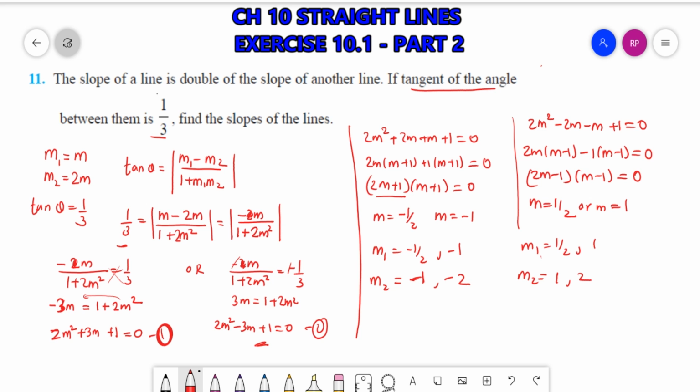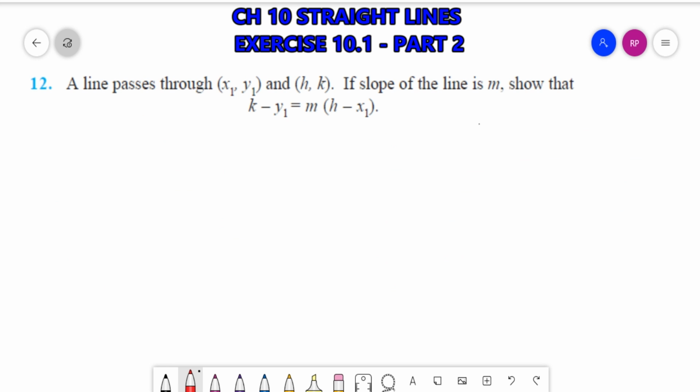Now let's move to the next question. Question number 12. A line passes through points (x1, y1) and (h, k). If the slope of the line is m, show that k minus y1 equals m into (h minus x1). Okay, so let's take the point A (x1, y1) and B (h, k).